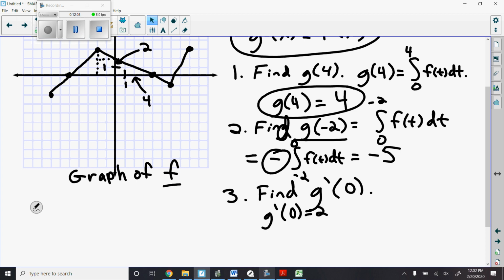Now, what if I had a question of find G prime of 6? Well, taking a look at my graph here, this is a graph of G prime, so I'm looking for G prime of 6. I go ahead and read this, and I see here's 4, 5, 6. G prime of 6 has a y value of -1.